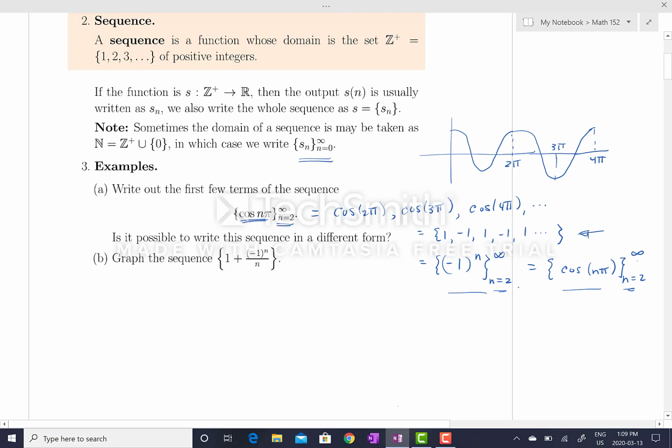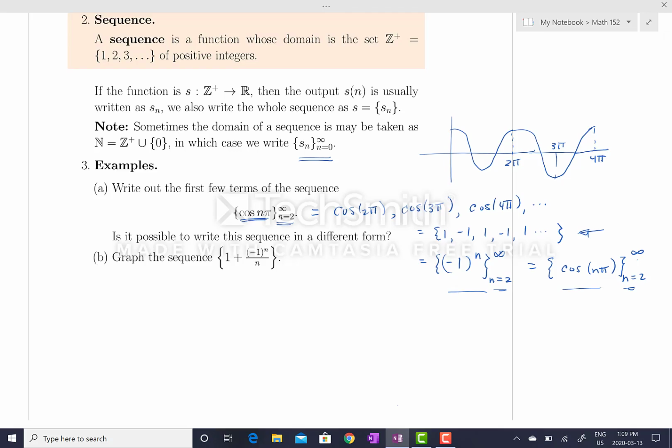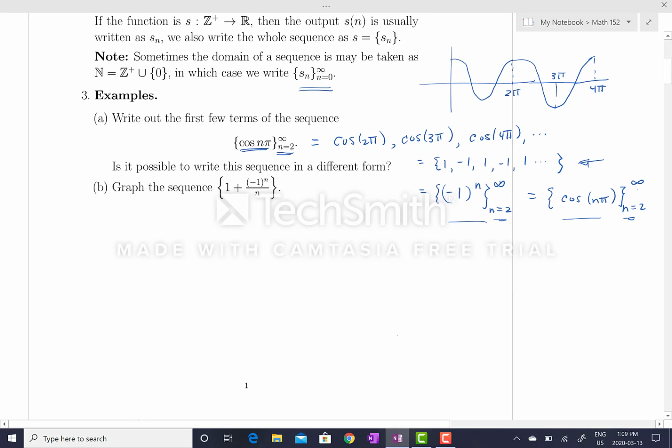Okay, so we're going to take another example here. Here's a sequence, and we're going to graph it and see what it looks like. In order to graph it, we're going to calculate the first few values of the sequence. You notice that there's no indication of what numbers it starts and ends with. When that happens, you should assume that it's n equals 1 to infinity. So unless otherwise indicated, the domain is going to be the positive integers.